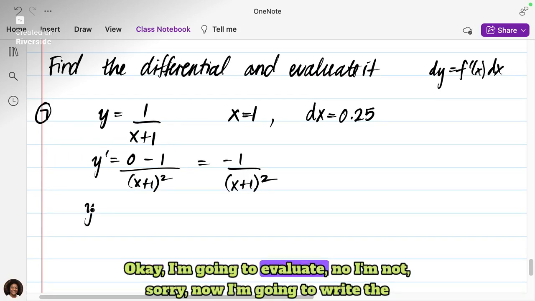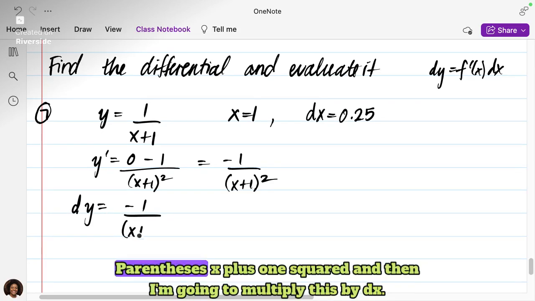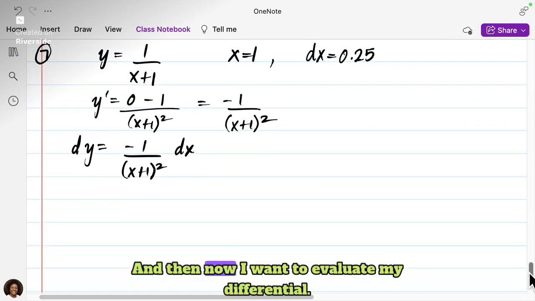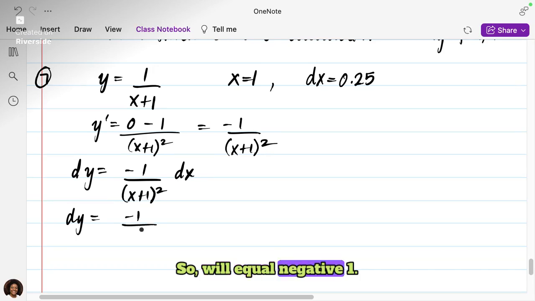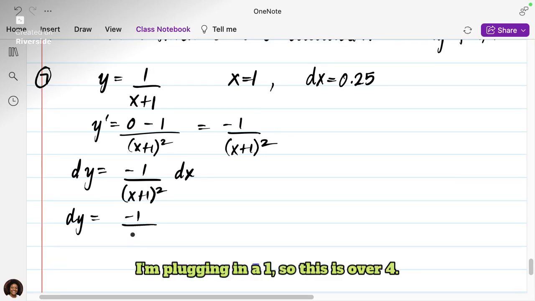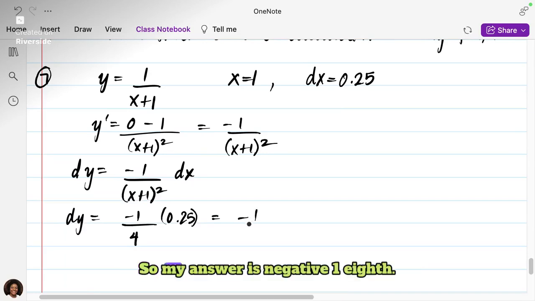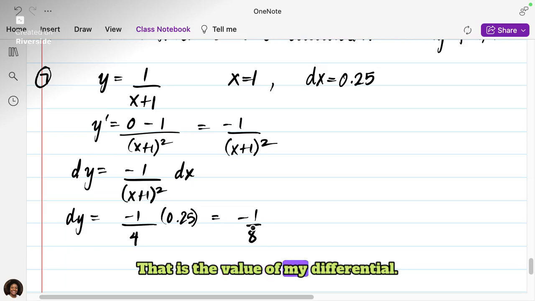Now I'm going to write the differential. So dy will equal negative 1 over parentheses x plus 1 squared, and then I'm going to multiply this by dx. That's it. That's my differential. And then now I want to evaluate my differential. Dy will equal negative 1, I'm plugging in a 1, so this is over 4. And then I'm multiplying by 0.25, which is another 1/4. So my answer is negative 1/8. And so that is the value of my differential.